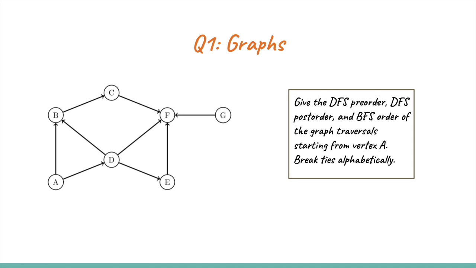For question 1.1, we are given the following graph and we want the DFS pre-order, DFS post-order, and BFS order of the graph traversal starting from vertex A. We are also breaking ties alphabetically.